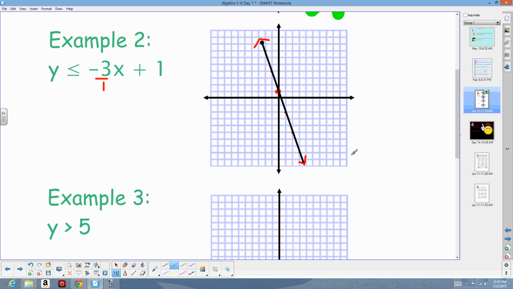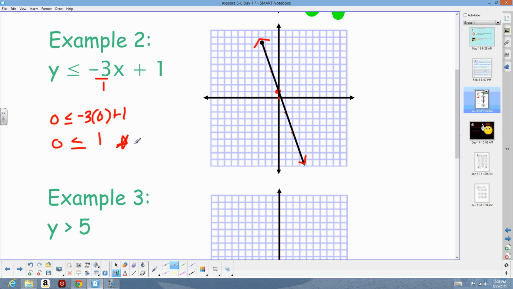And now we need to figure out which side of the graph to color or to shade in. So I'm going to test 0, 0 again. I'm going to test this point right there. If I plug in 0, 0 for x and y, I get 0 is less than or equal to negative 3 times 0 plus 1. Well, negative 3 times 0 is 0, and 0 plus 1 is 1. Is 0 less than or equal to 1?